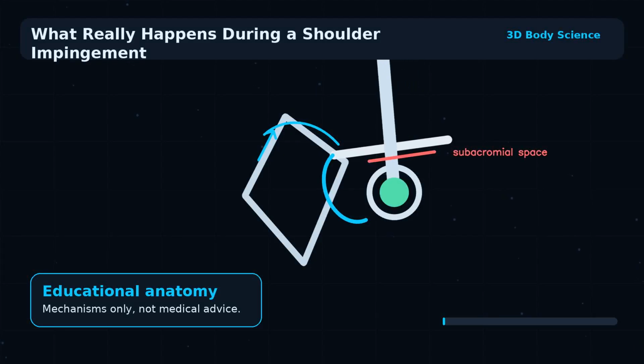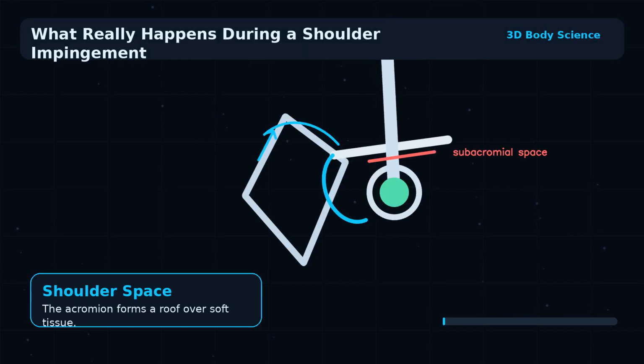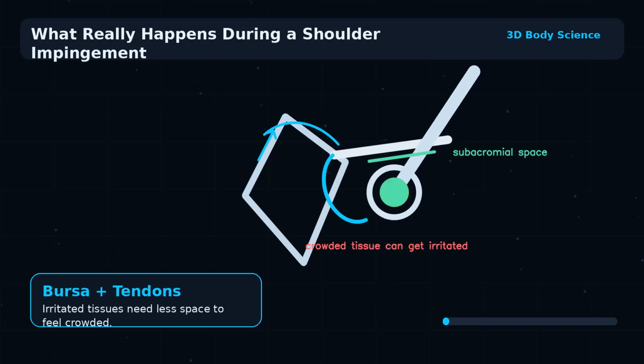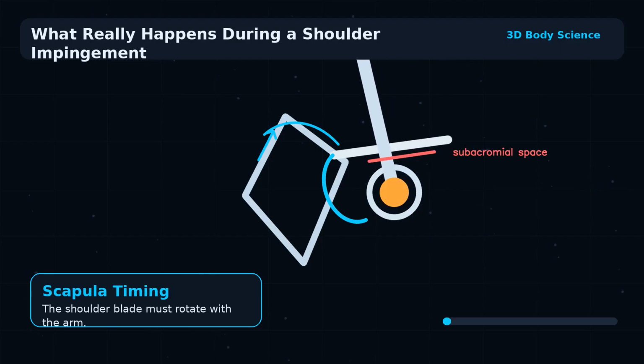The shoulder is the most mobile major joint in your body. You can reach overhead, behind your back, across your chest, and out to the side. But that freedom comes with a trade-off. Some of the structures that make shoulder movement possible have to glide through a very narrow space. When that space becomes crowded or irritated, people often hear the phrase shoulder impingement.